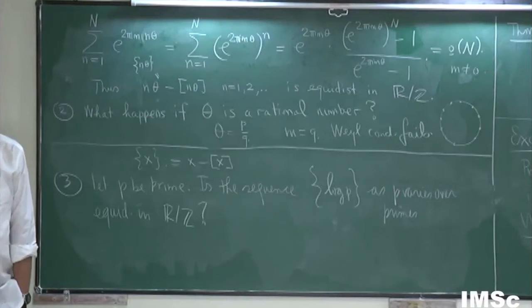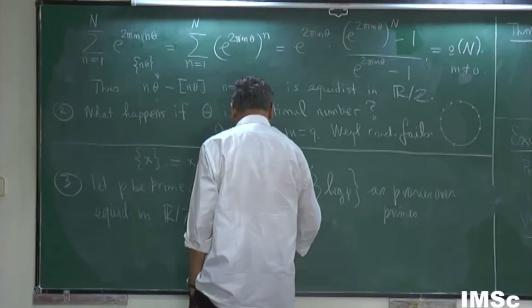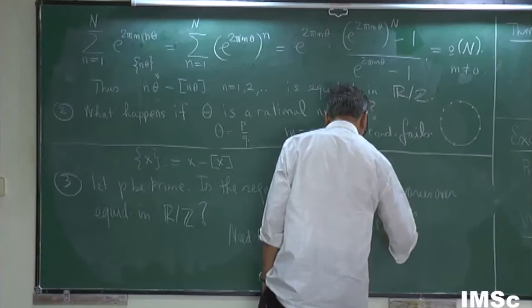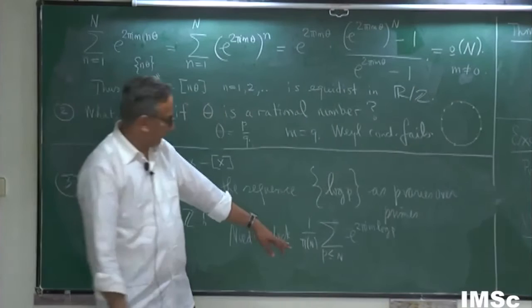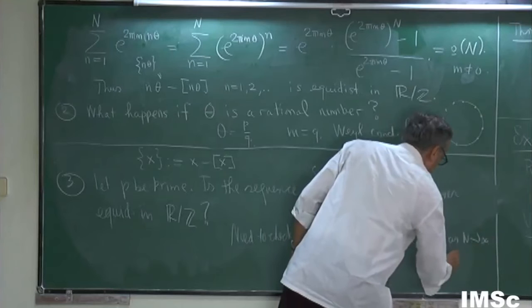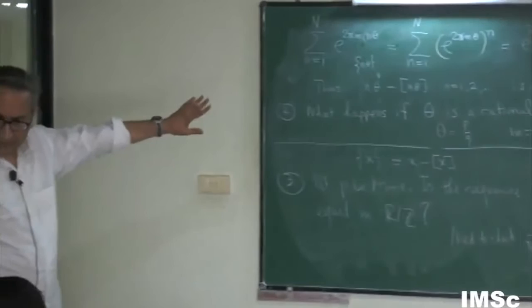Okay, so we have our famous Weyl criterion. We need to check the number of primes, which is pi of n, so we only count these in this sequence. We need to check whether or not this goes to zero as n goes to infinity for all m not zero. That's what we need to check. If for every m this happens, it's equidistributed. If for some m it fails, it's not equidistributed, okay?